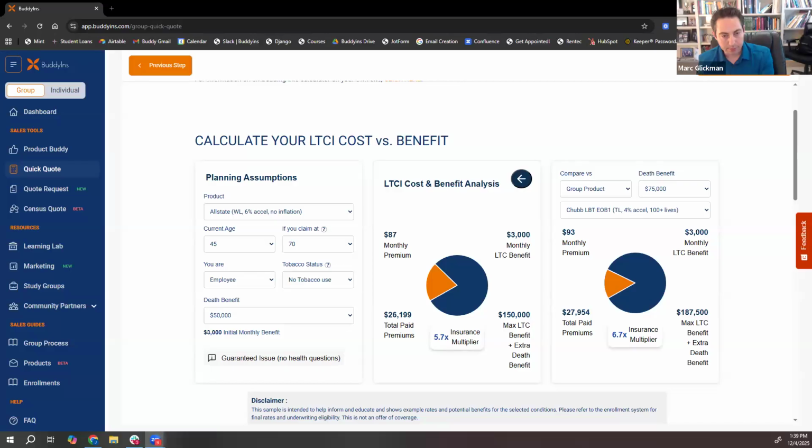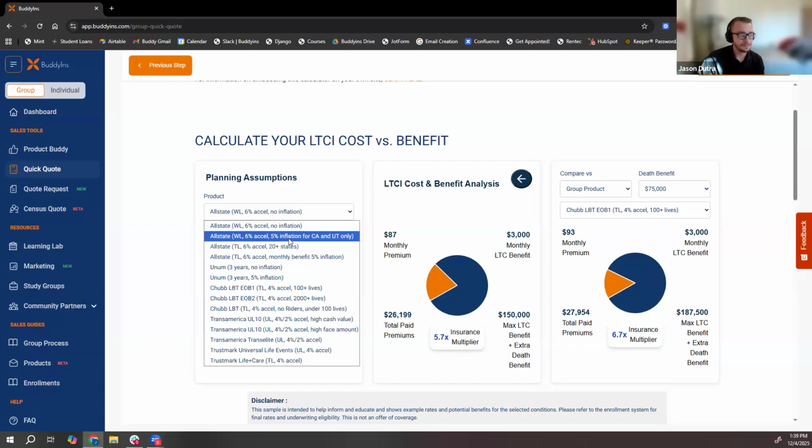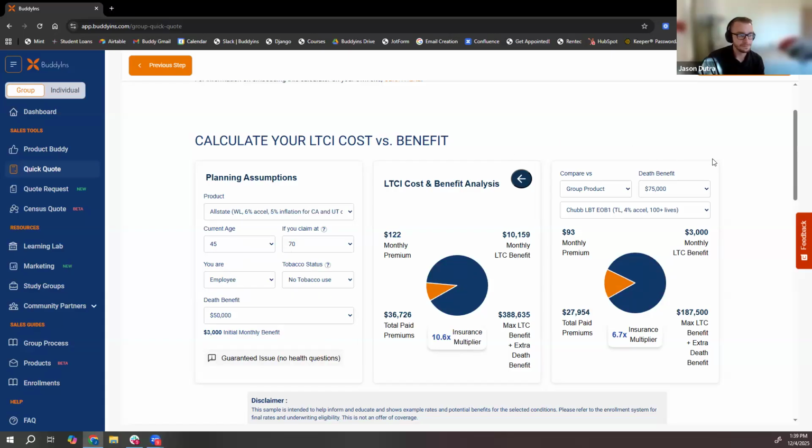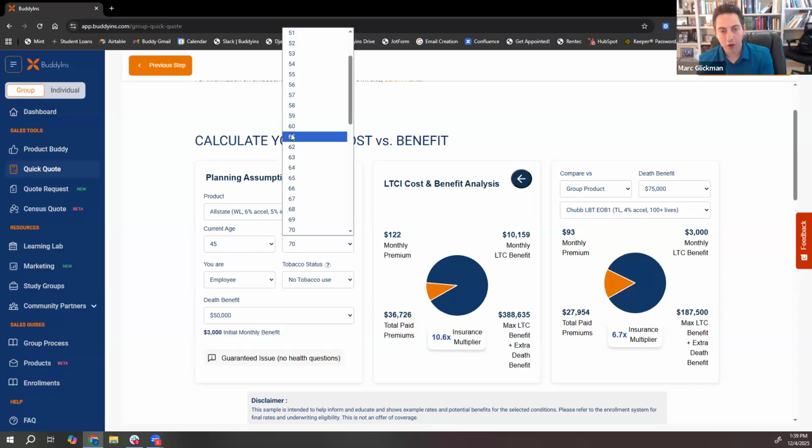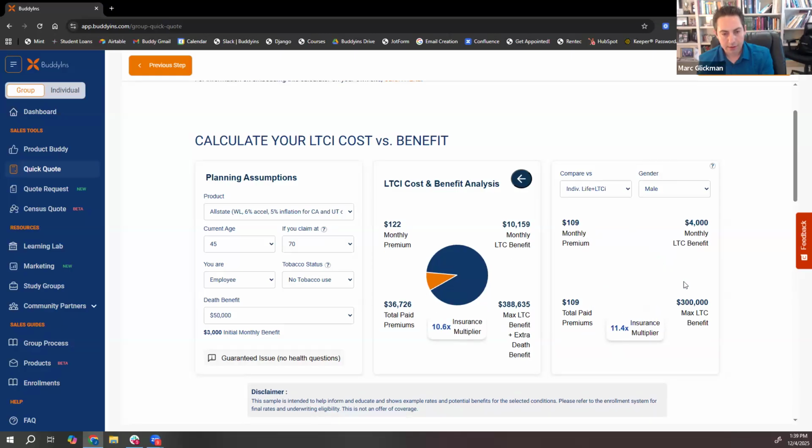Yeah. One other comparison, not group to group, but if you choose the Allstate whole life with the 5% again, this one was very striking to me. And again, this is a relatively new tool, so you can see how this will show out of the box. Yeah, that's fine. Just leave it the way it is. But instead of group product comparison, do individual life with LTC. This is pretty striking to me too.